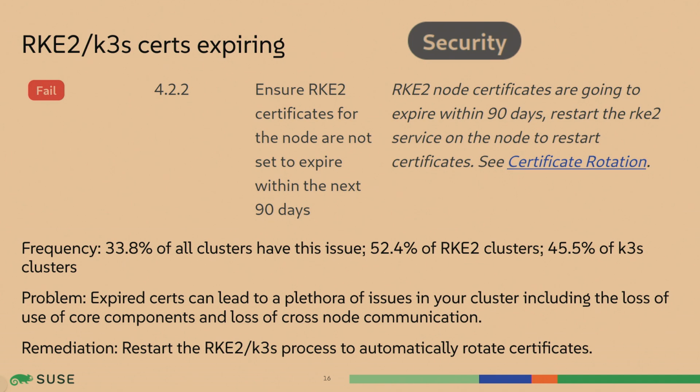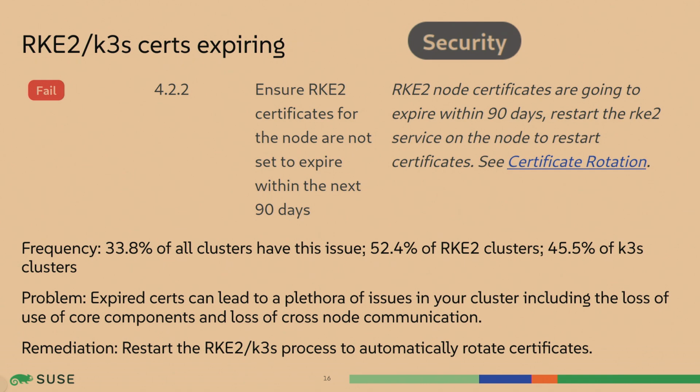For those of you who haven't run into this issue, RKE2 and K3s are both set up to automatically rotate certificates if you restart the service within 90 days of the certificate expiring. However, if you don't do that and your certificates expire, you can see all your Kubernetes components start to fail, etcd stops being able to communicate within the etcd cluster, you start just having all sorts of problems. Again, easy fix, just make certain you reboot the boxes regularly or restart the services regularly.